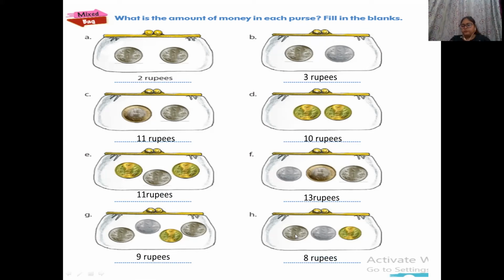Okay, children. So everyone, this is about money. Here you have to complete the work with the help of the given PDF. You have to complete this work. Okay, so everyone complete your work with the help of the given PDF.